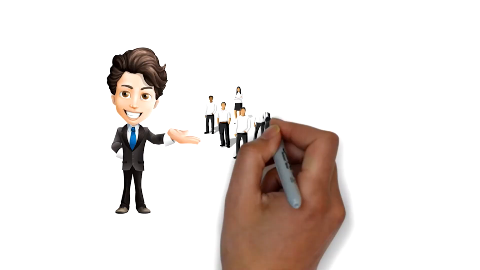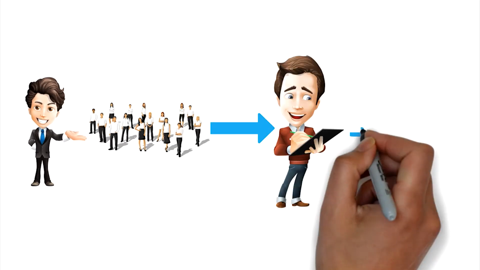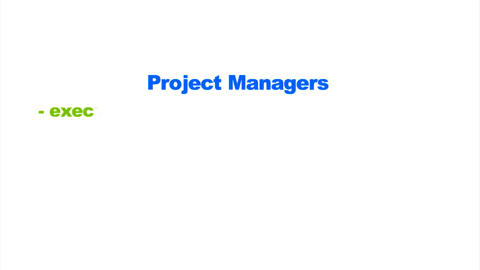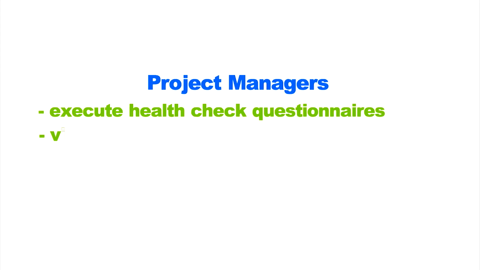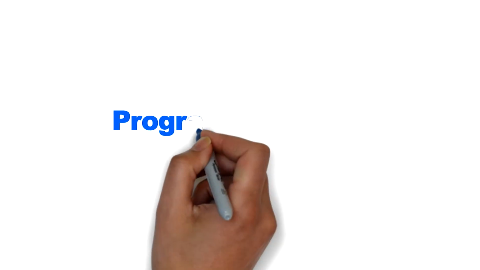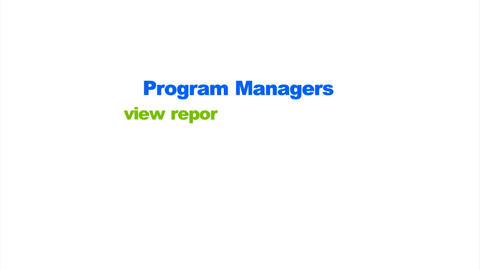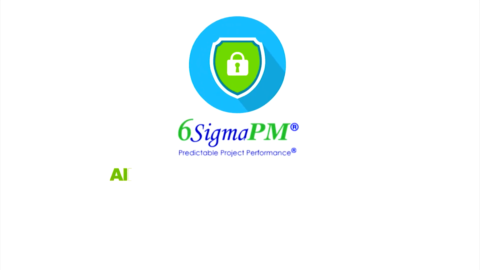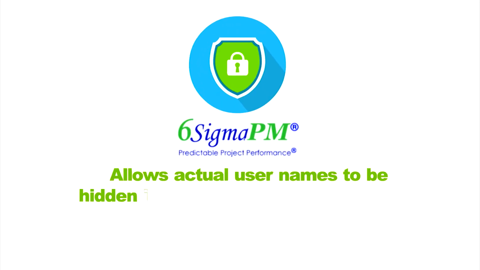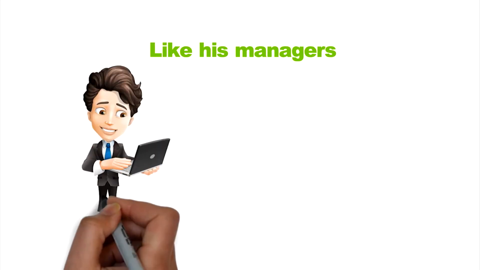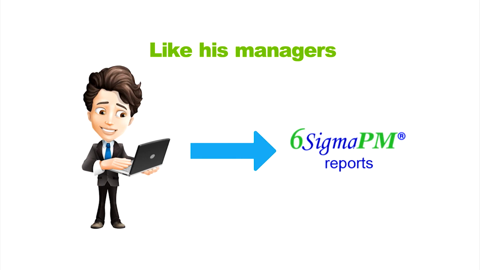Patrick's project team members can execute health check questionnaires and can view their own data in reports. Patrick's project managers can also execute health check questionnaires, but they can view data in reports for all members of their project team. Each of Patrick's program managers can view reports for all of their project managers and the corresponding team members. To preserve confidentiality, 6 Sigma PM allows actual usernames to be hidden in project performance reports. Like his managers, Patrick also has access to the 6 Sigma PM reports.